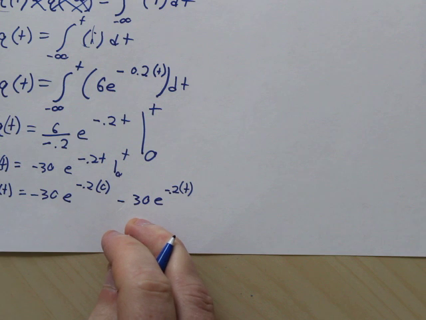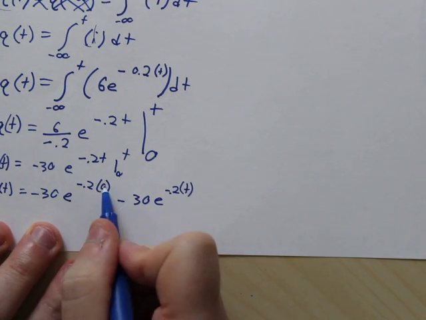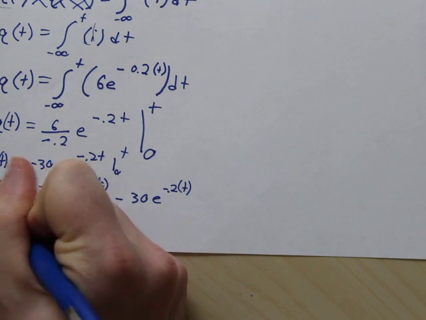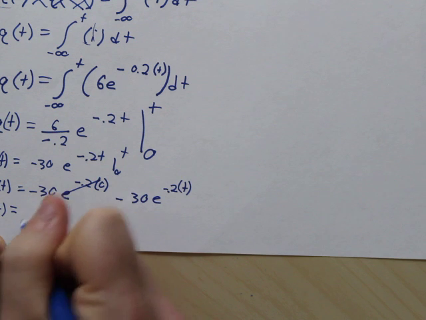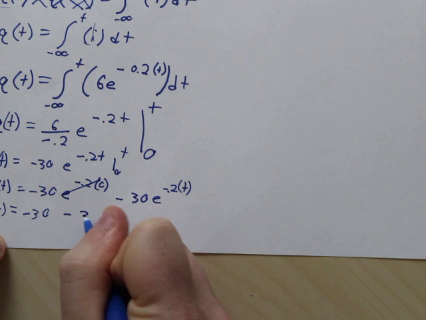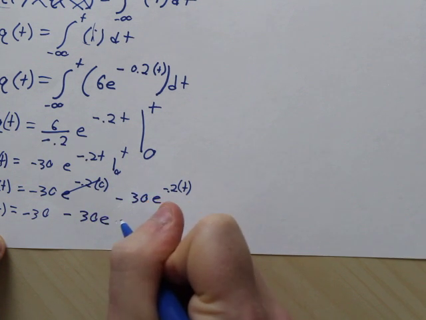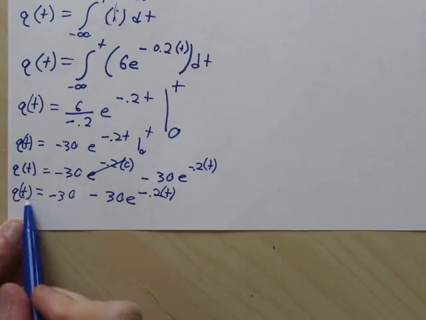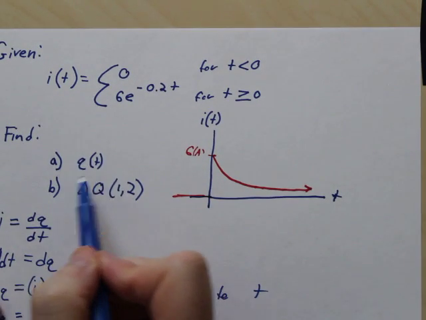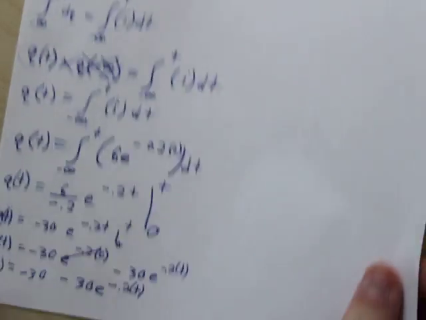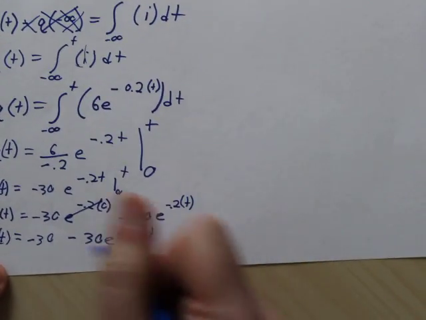So then if we solve this out here, we know that e to the 0 is going to be 1. So that's going to be q of t equals minus 30 minus 30 e to the minus 0.2 t. And that is going to be our equation to solve for this first one, for A. What is the value of charge with respect to time of this equation? So now that we have this, this is going to be our solution set A.